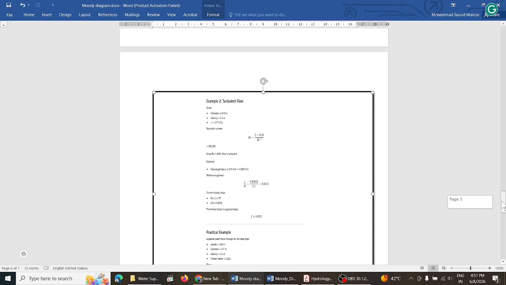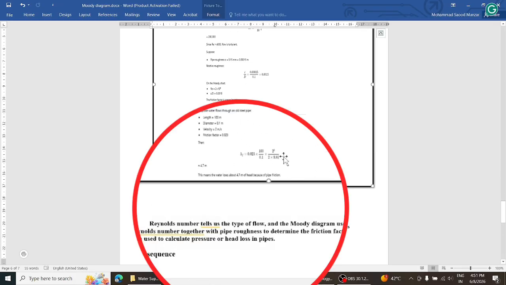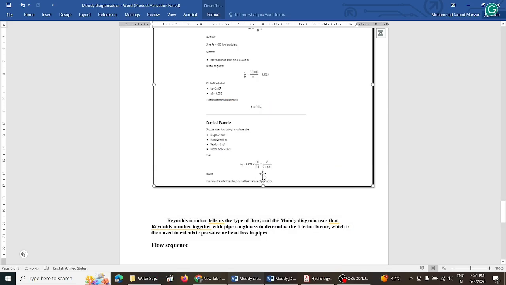Now in another practical example, we have the length, diameter, velocity, and friction factor. Here, if we use the formula fL upon D into V squared upon 2g, we can find the friction factor using the formula also. The Reynolds number, as I told you earlier, tells the type of flow, and the Moody diagram uses that Reynolds number together with pipe roughness to find the friction factor, which is again used to calculate the pressure or head loss.